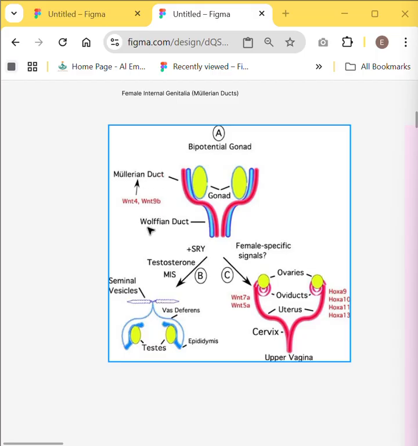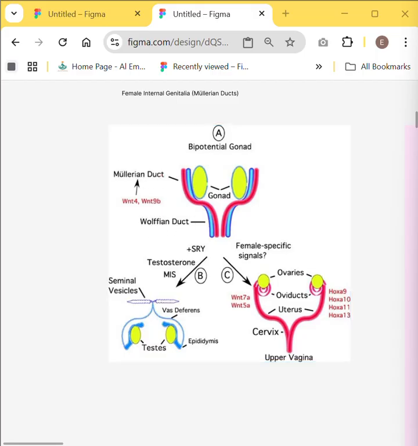Okay, the fetus has two sets of structures called the Mullerian and the Wolffian duct. The Mullerian is also known as the paramesonephric duct, and the Wolffian is also known as the mesonephric duct, which have the potential to develop into male or female internal and external genitalia, respectively.